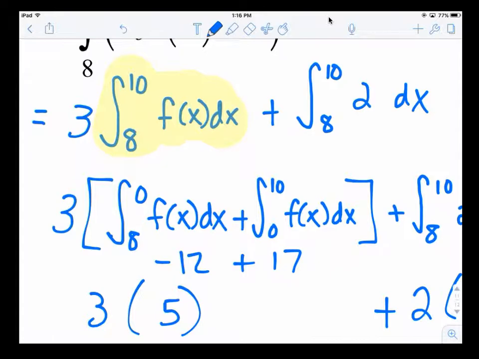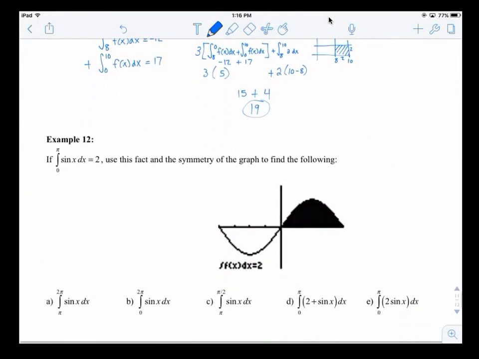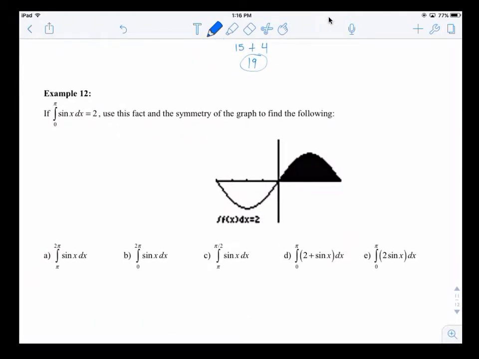Yeah, so you could have done 0 to 8 and then put a negative out front. It's the same thing as doing this. Okay.